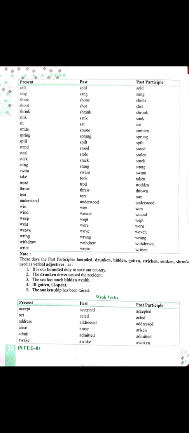Now similarly, just note that it is given here that these days the past participles bounden, drunken, hidden, gotten, stricken, sunken, shrunken are used as verbal adjectives. Yesterday also I told you what verbal adjectives are: those which function as both a verb as well as an adjective.